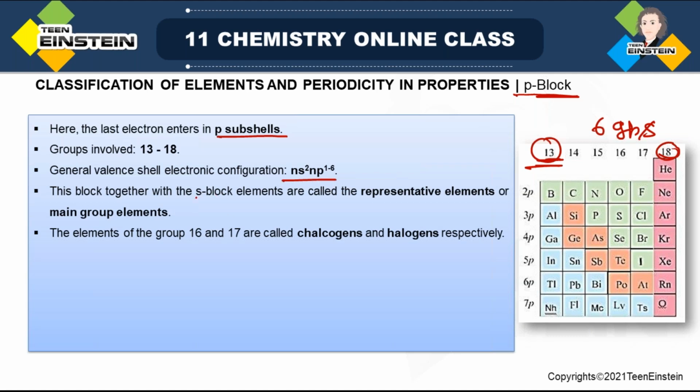This block together with the s block elements is called the representative elements or main group elements. Just imagine the periodic table: s block on the left hand side, p block on the right hand side. These two blocks together you can call representative elements or main group elements. And just focus on these two groups. Group 16 elements, starting from oxygen up to polonium, are called chalcogens. And group 17, starting from F up to astatine, are called halogens.